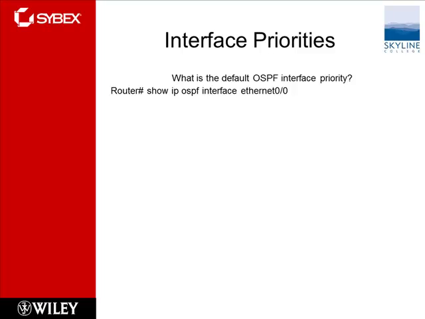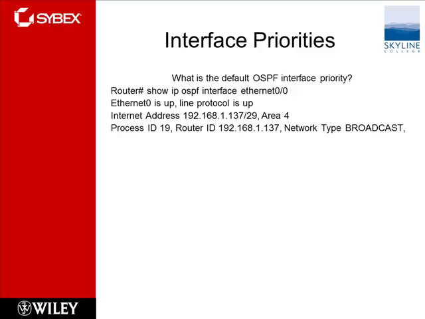Show IP OSPF interface Ethernet 0. Ethernet 0 is up. Line protocol is up. That's what we want to see, right? Up, up. Internet address 192.168.1.137/29. This is in area 4. So it's a 29-bit subnet mask, /29. Process ID, only significant to the router itself, is 19. The router ID is 192.168.1.137, which is this address.